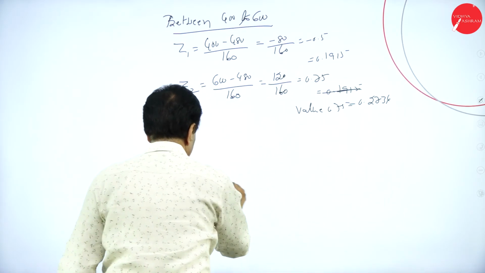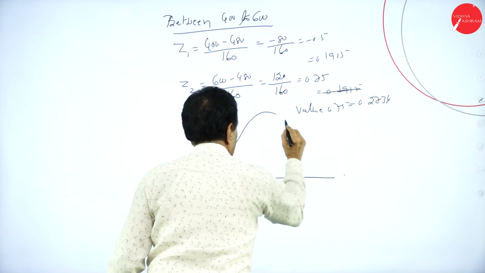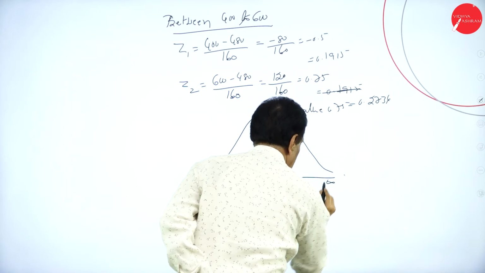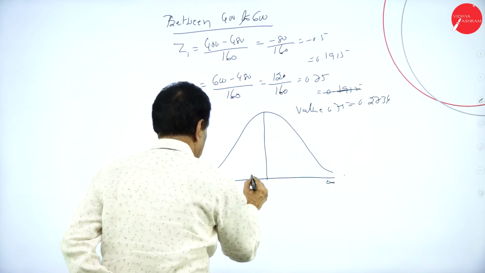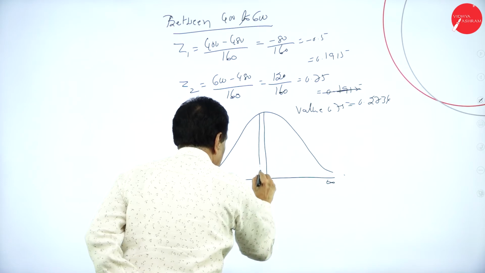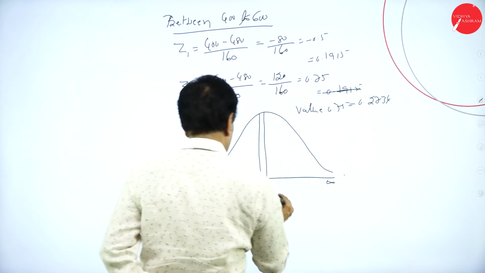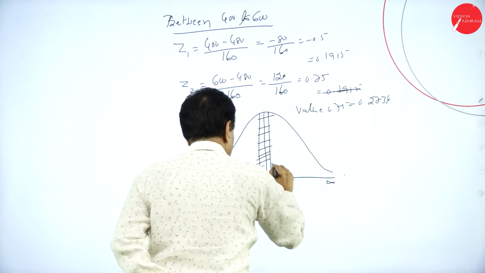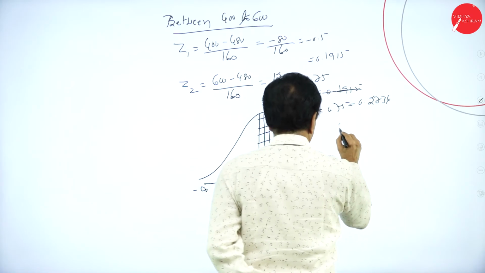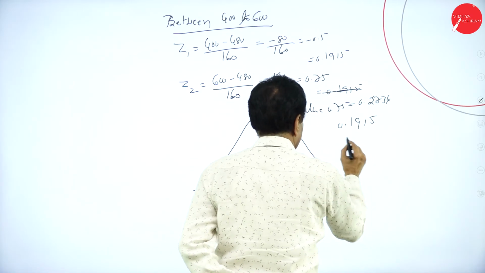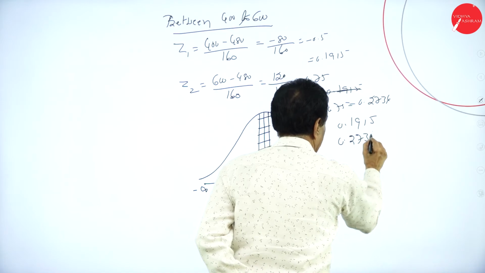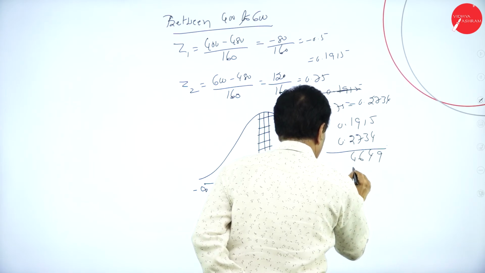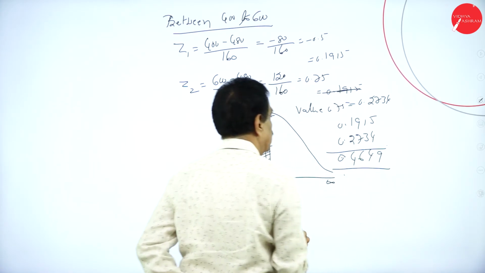Put in the figure now. What is the first value? Minus 0.5. What is the next value? Plus 0.75. Add. So this is 0.1915. Second value 0.2734. Add the figure: 0.4649.